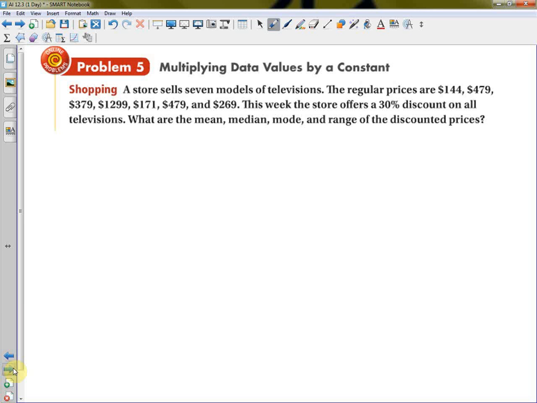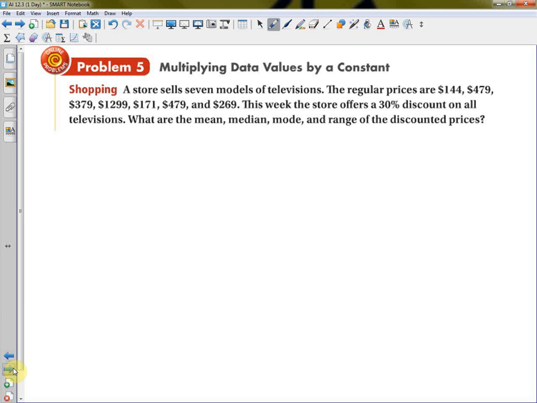Problem 5. We have regular prices on televisions for $144, $479, $379, $12.99, $171, $479, and $269. We are offering a 30% discount on all televisions. What's the mean, median, mode, and range of the discounted prices?